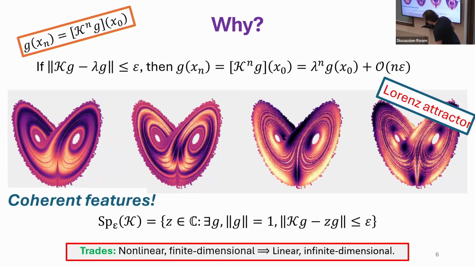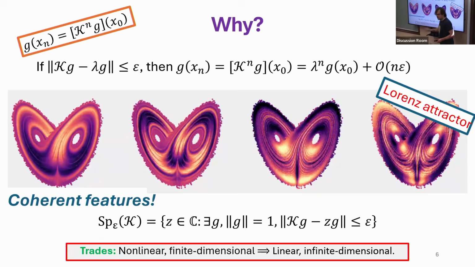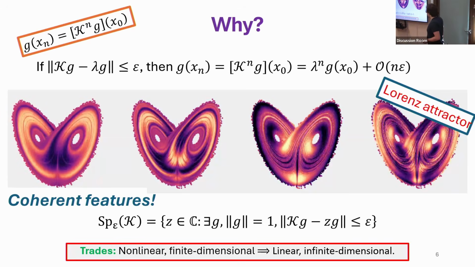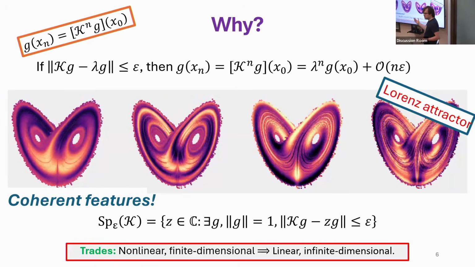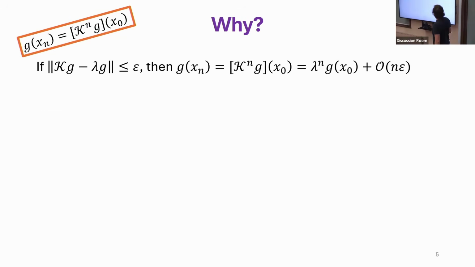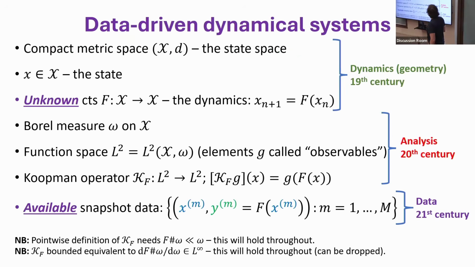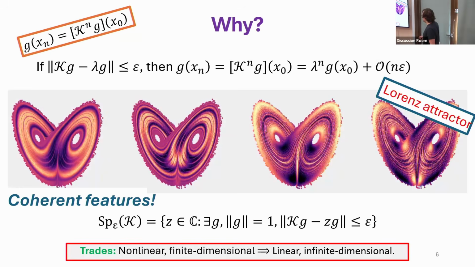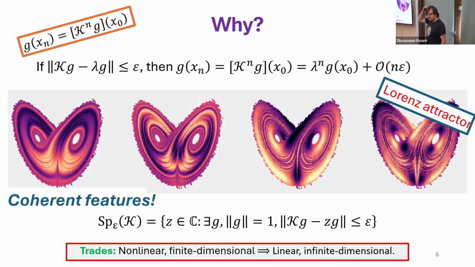And the idea is that Koopman is trading a nonlinear, typically finite dimensional system for a linear, infinite dimensional object. Okay, so we go back here. Unless you're in kind of trivial situations, this space is infinite dimensional. So you're going to have to cope with that infinite dimensionality, particularly if you want to capture nonlinearity.